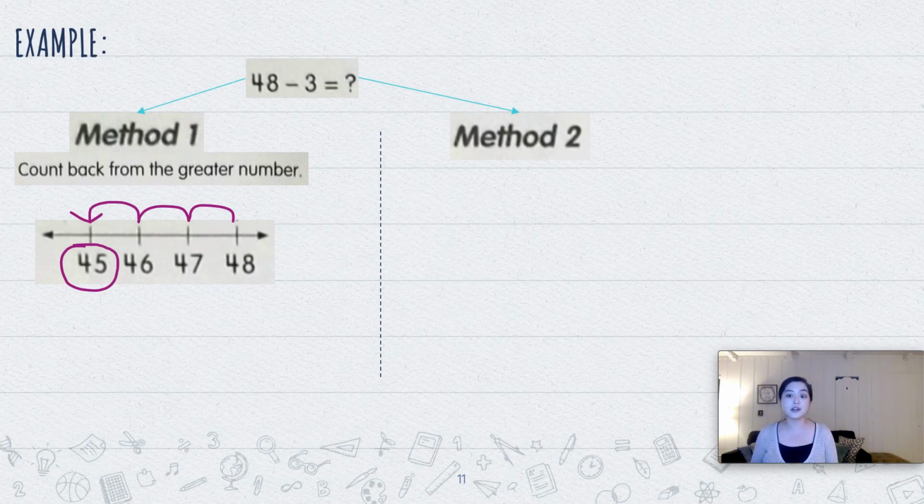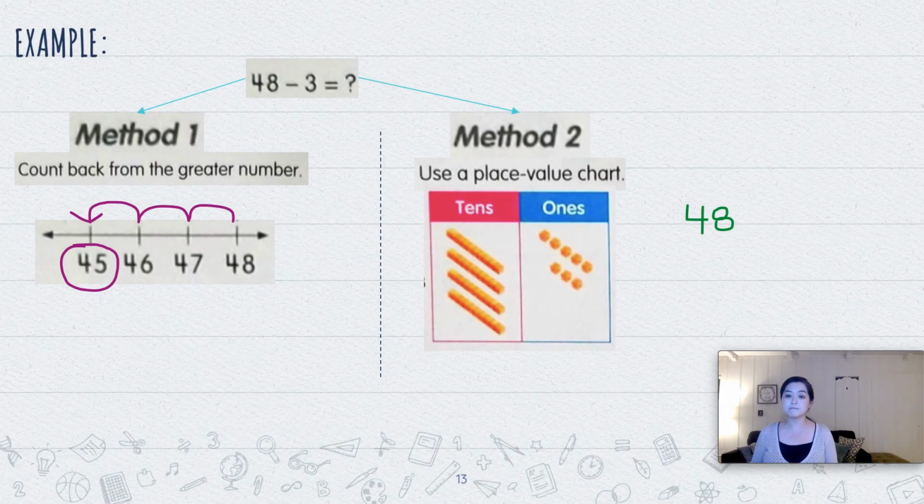Let's look at another method. We're going to use a place value chart. Here is a place value chart. What number does this place value chart show? It shows you the greater number, 48. Let's subtract 3. So we're going to take away 3 on the place value chart, and we're just taking away 3 ones. So I'm also writing it in vertical form here.